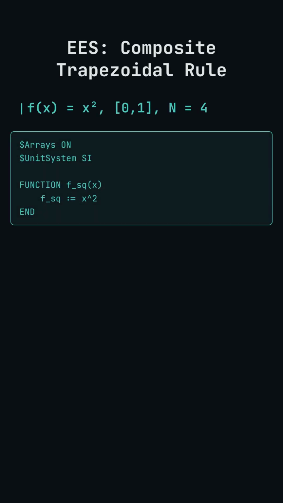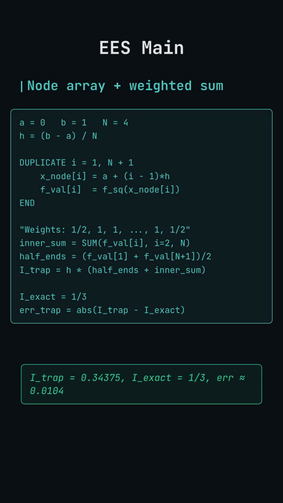Here it is in EES. Define f of x as a function of x, returning x squared. Build the node array and the function value array with a duplicate chain. The inner sum handles every interior node with weight 1. The two endpoints outside the sum get divided by 2 separately.